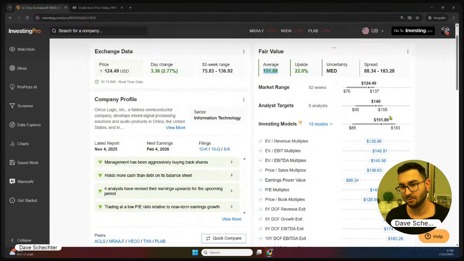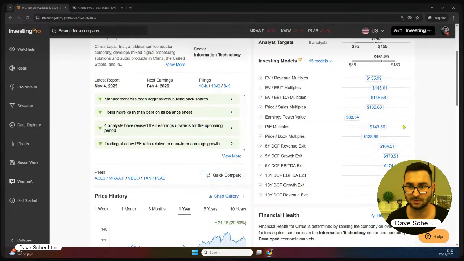So we here at Investing.com are big fans of transparency. We don't like black boxes. And so if I wanted to understand how the system came to the conclusion that on this particular investing model, EV over revenue multiples equals $136.